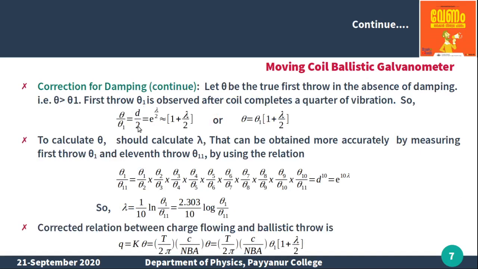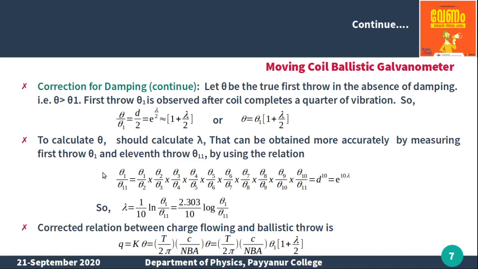I think you got the argument. How are we telling that? Actually, theta is the true first throw. But what is happening? This one is only going to theta 1. That means when it is completing a quarter vibration from 0 itself, instead of going to theta, it is coming to theta 1. So if you take theta by theta 1, this is the ratio of deflection for a quarter vibration. So if I write the ratio of deflection for a half vibration as d, the ratio of deflection for a quarter vibration I can write as d by 2.